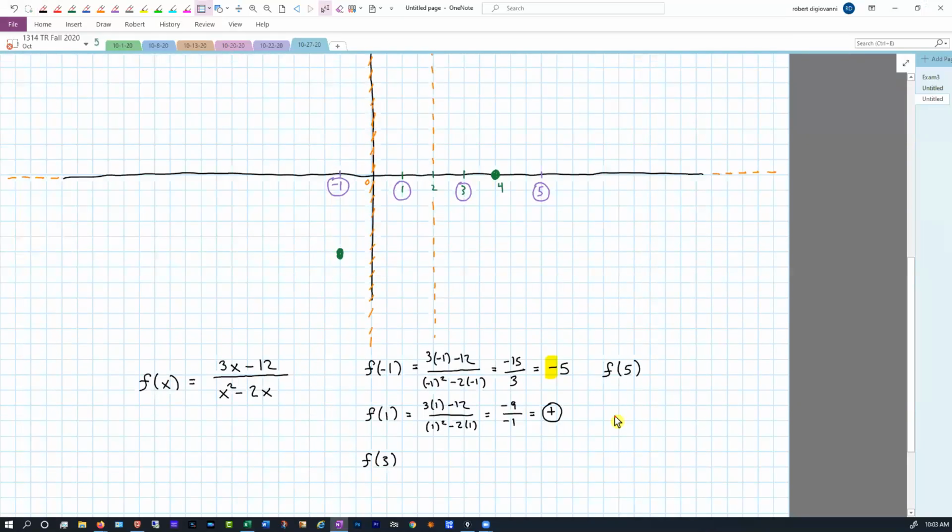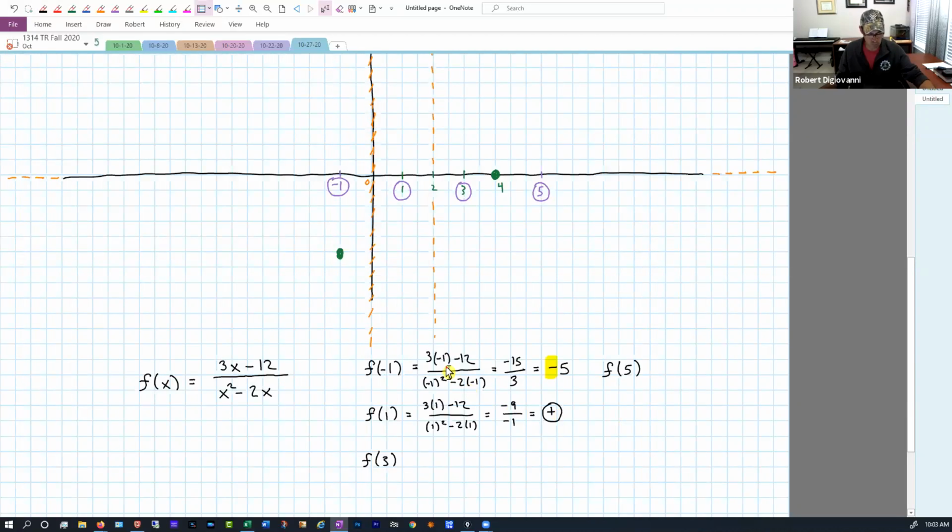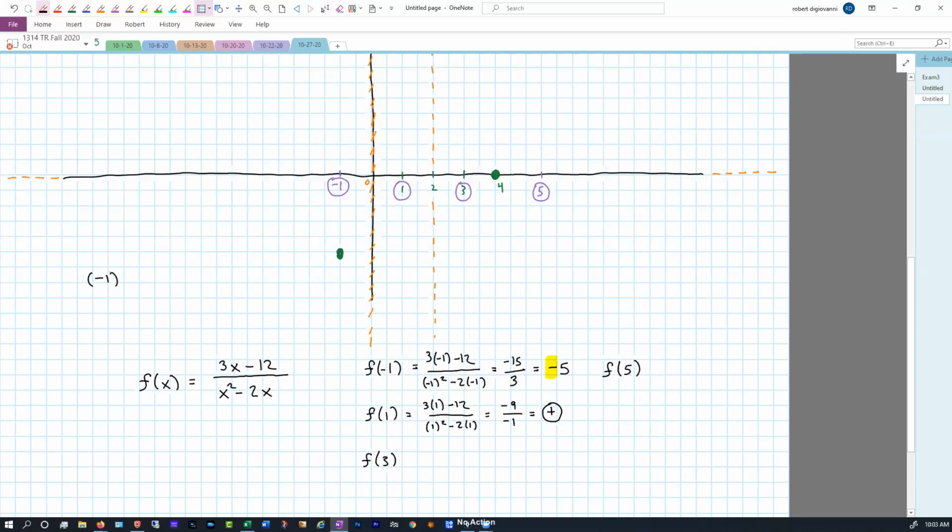Wait, sir, I have a question. Yes. So on the f, the first one I did, f of -1, the denominator, wouldn't it? I don't know if I'm doing it wrong, but I got 4 because I thought they were both positive. So then you would just add.